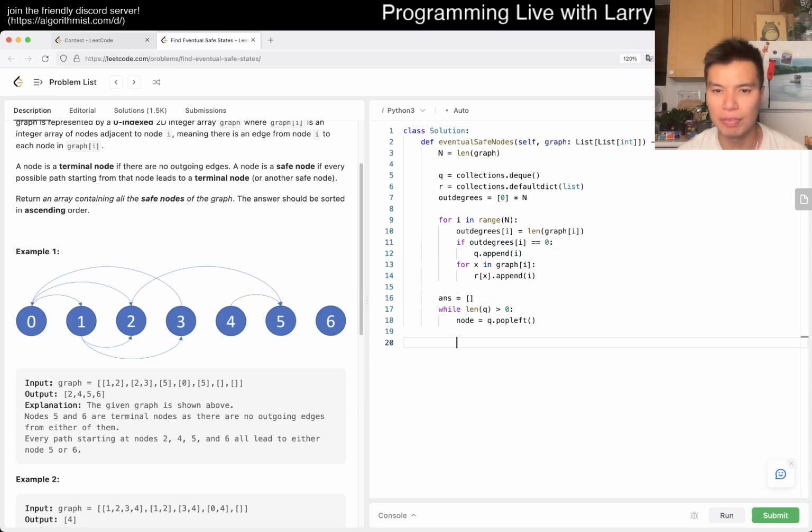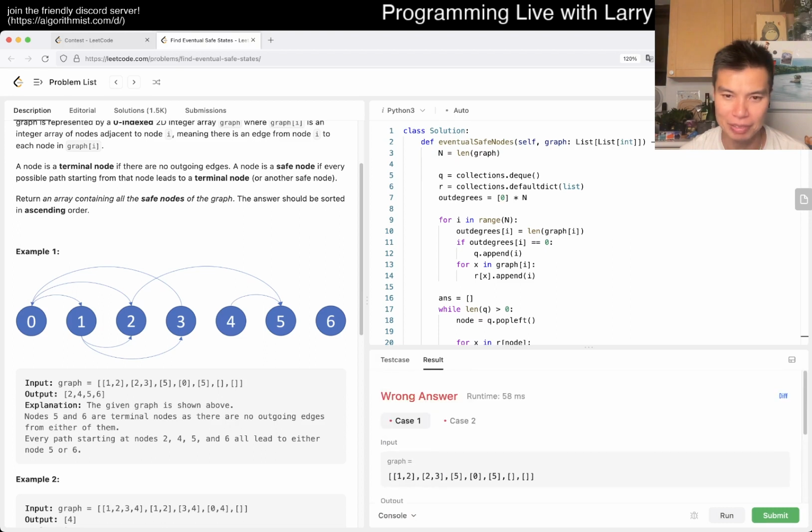And then now for x in reverse graph of node, so now these are all the parents, or not really parents, but the things that are pointing here, then out degrees of x subtract by 1, right? And then if they have no out degrees, then they're safe, so we can append them to queue. And then at the end we return the sorted answer.